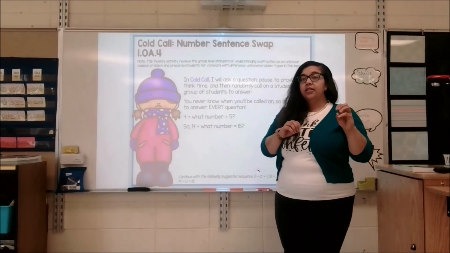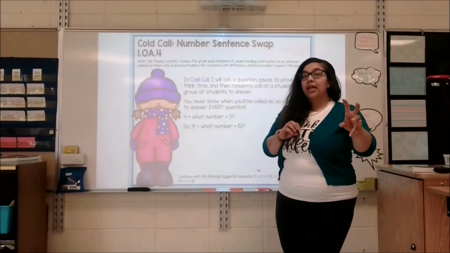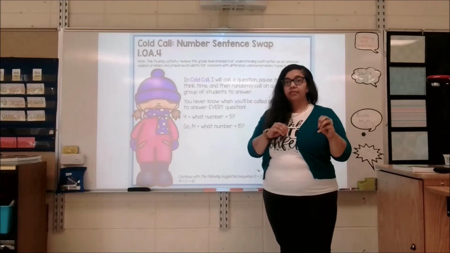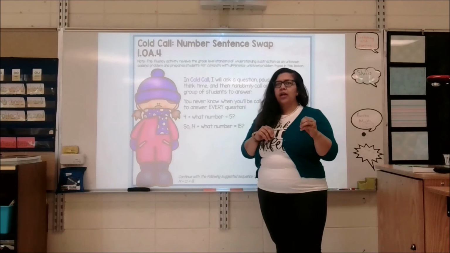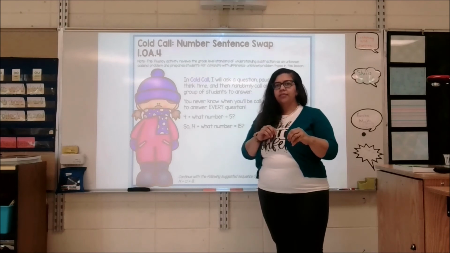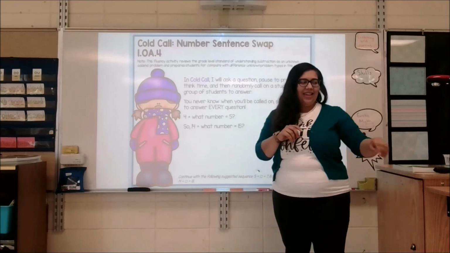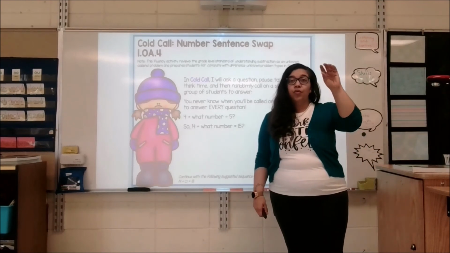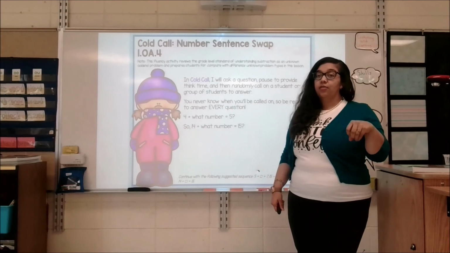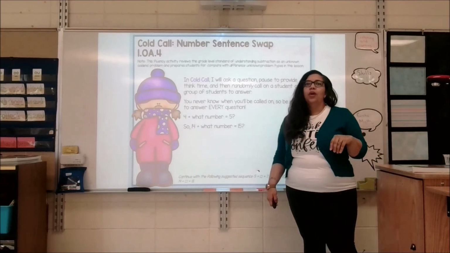5 plus what equals 8? 3. So 15 plus what equals 18? 3. Good job. Yes, you see the pattern? Yeah, because I'm moving within the ones. I'm adding and subtracting. In this case, adding within the ones.